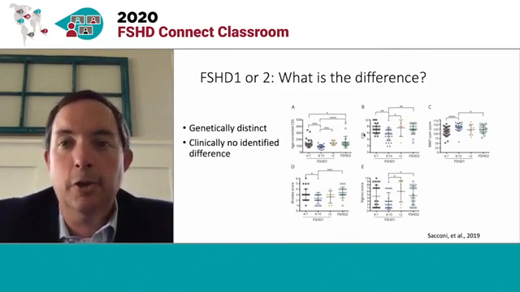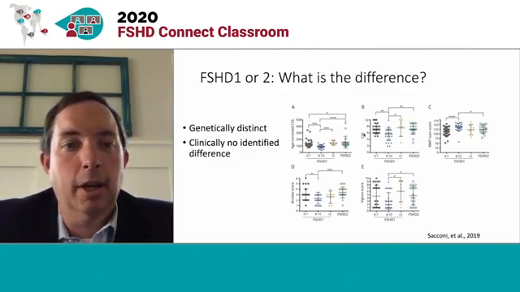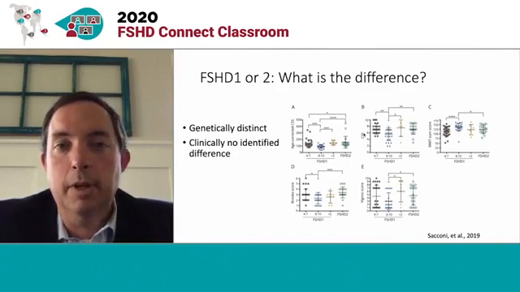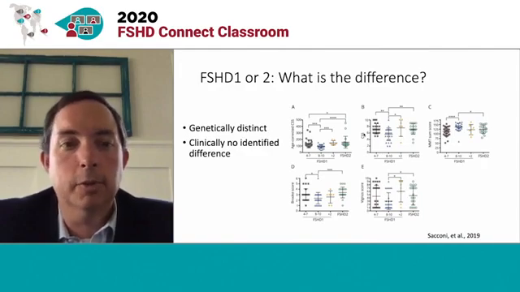Lots of difference in the genetics, and I suspect that we may end up in a place where some of the treatments may be slightly different, depending on how much you're targeting different parts of the genetic phenotype, but clinically, no difference whatsoever.